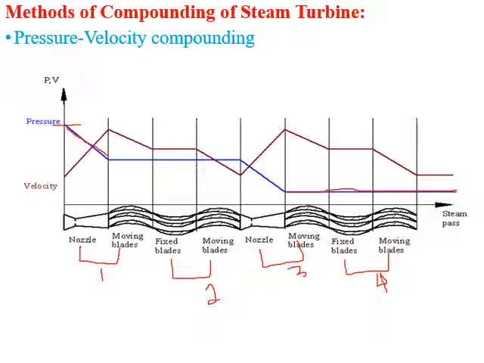See the variation of the velocity. See, initial velocity of the fluid is minimum. So due to the drop in pressure in a nozzle, that causes the rise in velocity. So now steam is flowing through the moving blades. So now all its velocity is absorbed by this moving blade.